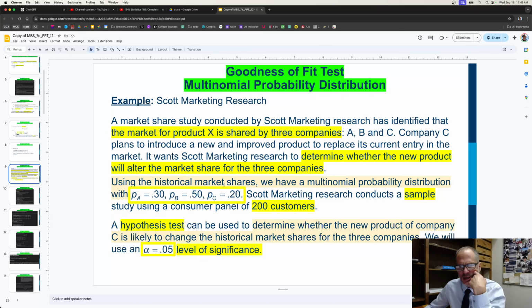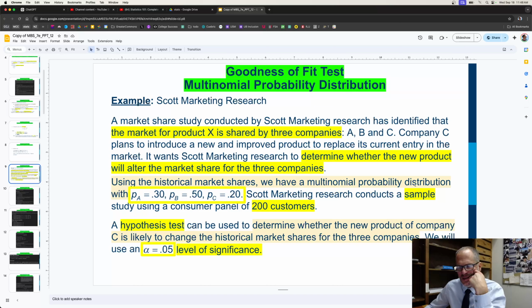Using the historical market shares, we have a multinomial probability distribution. Multinomial: multiple names, multiple categories, and then this is the probability distribution of those three different categories. See, statistics has a way of making things sound really complicated. And I think it's a little bit pretentious and ostentatious, and it makes it unapproachable. But we're really just talking about the probabilities for three different categories of things in the market share.